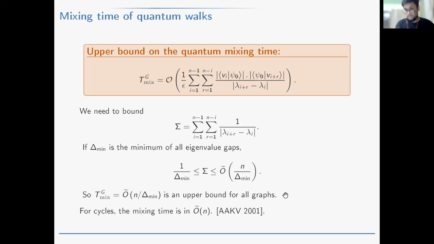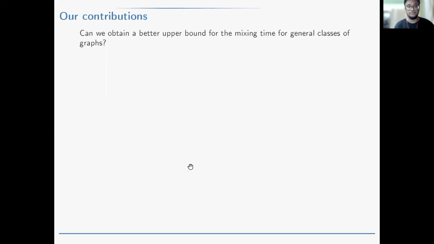What we show, our contribution, is that for almost all graphs, this sum sigma is actually close to 1 over delta min and not n over delta min. So the upper bound for the quantum mixing time for almost all graphs is very close to 1 over delta min. This is going to be our contribution.